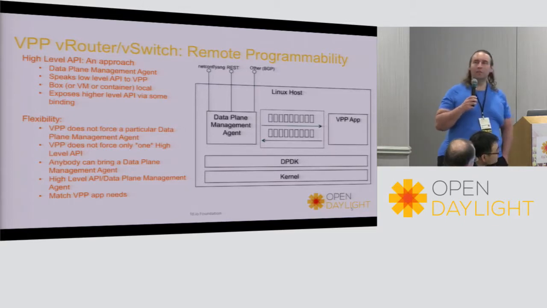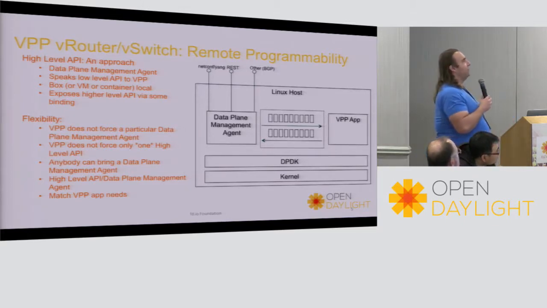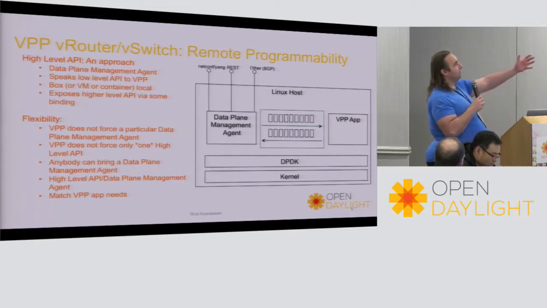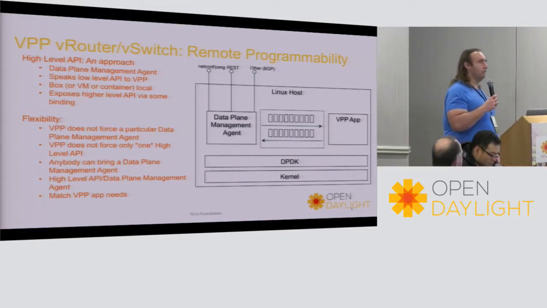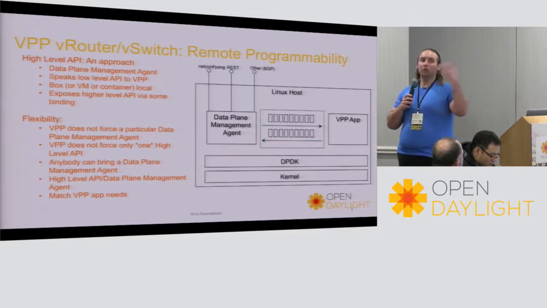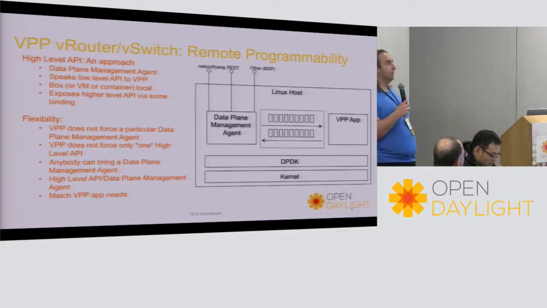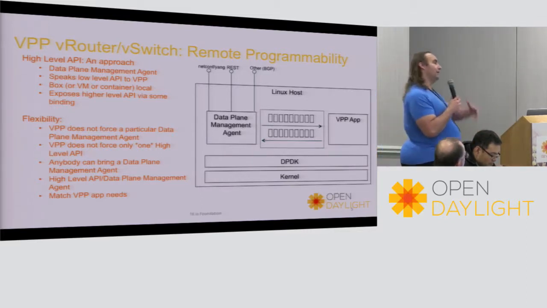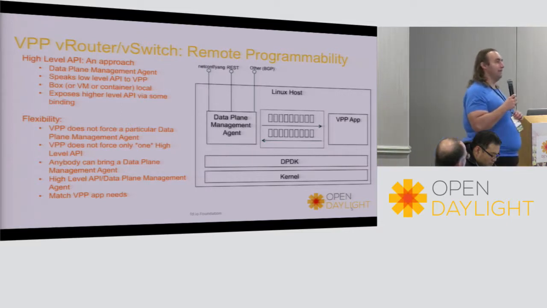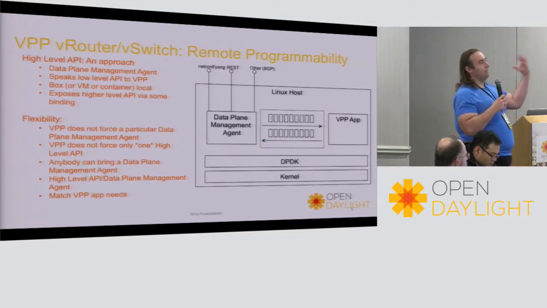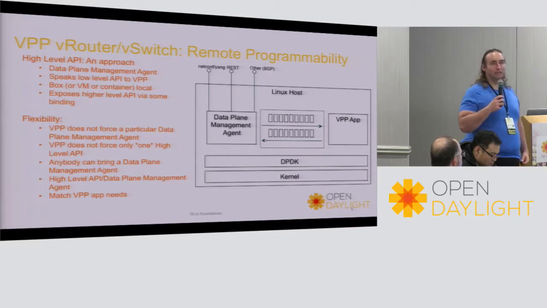So the model for how you go about a remote programmability model for VPP is you have a data plane management agent, which is an external application, that can expose whatever high-level API you would like. And that data plane management agent translates to the low-level API and speaks that to VPP. Obviously, it needs to run locally on the same box as the VPP instance.